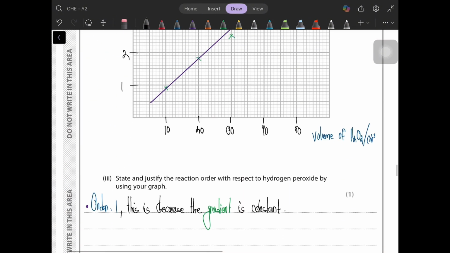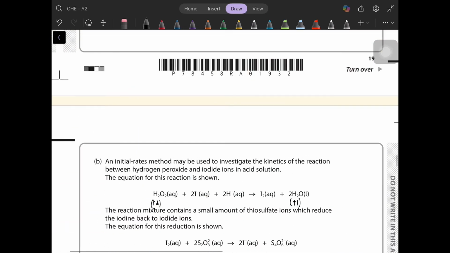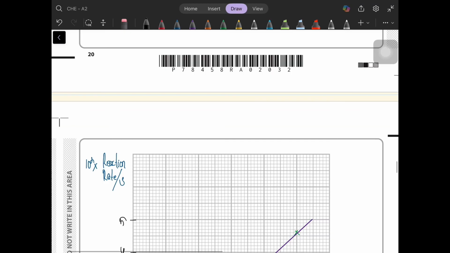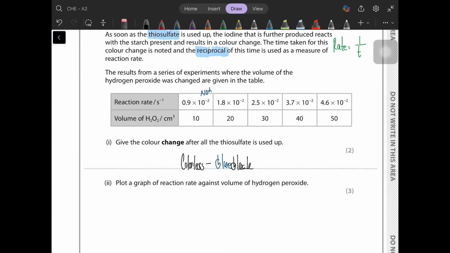So you basically have to plot a graph. On the x-axis I have the volume of H2O2, and on the y-axis I have the rate of reaction, right? So basically I have multiplied the rate of reaction value by 10 to the power minus 2. I did that to remove this 10 to the power plus 2, right?